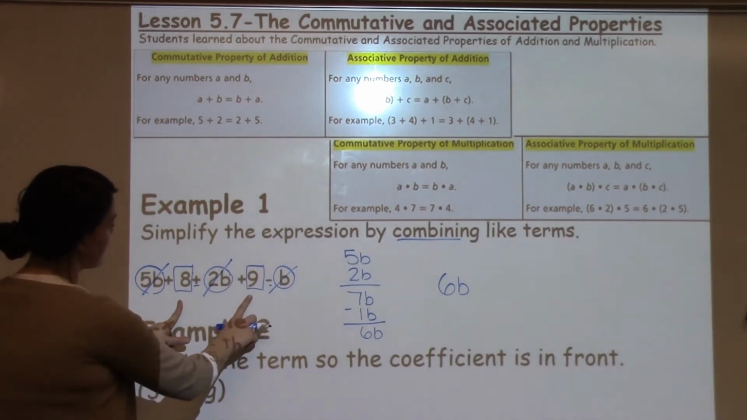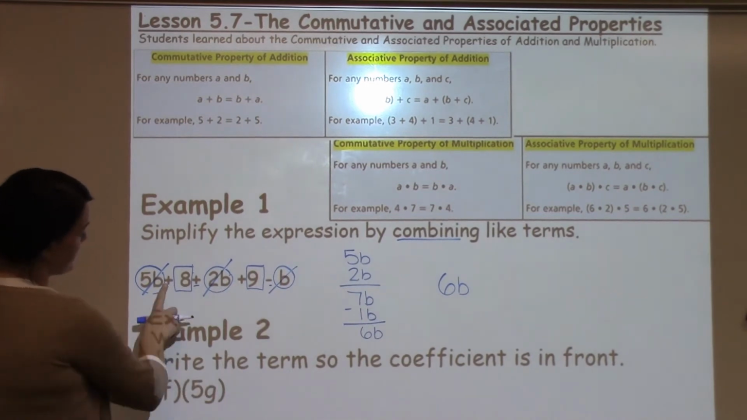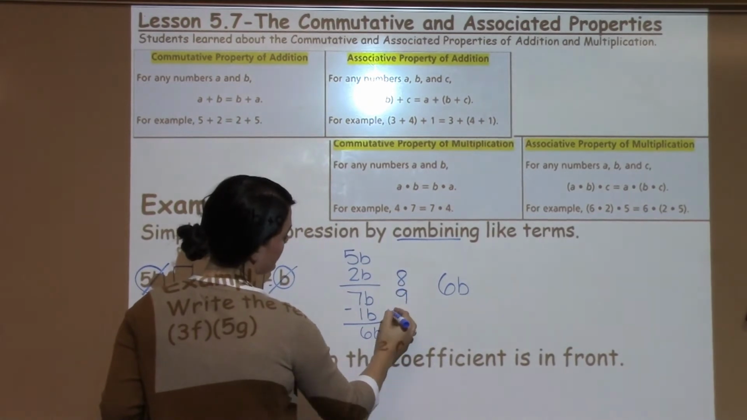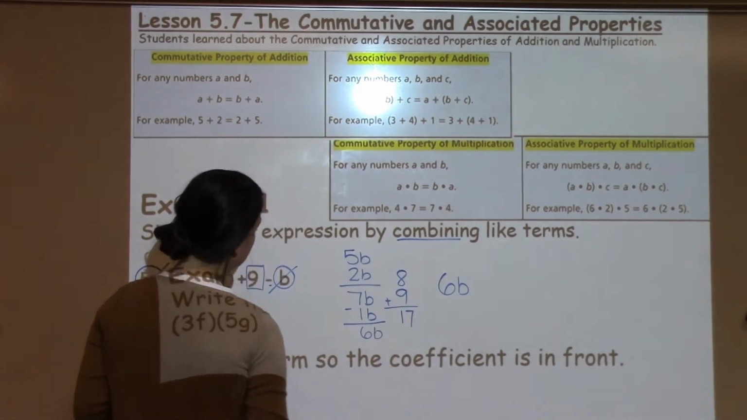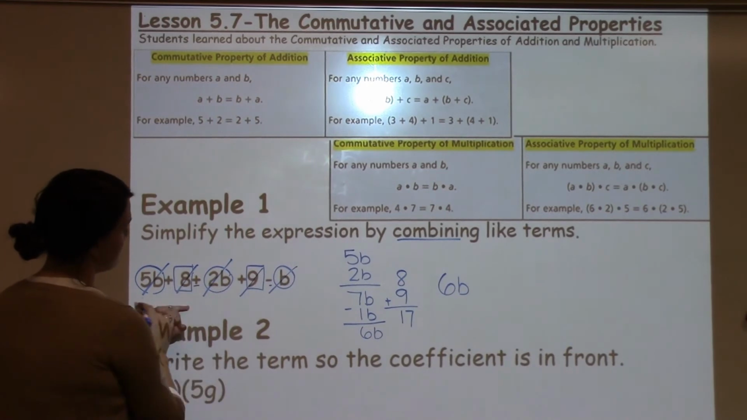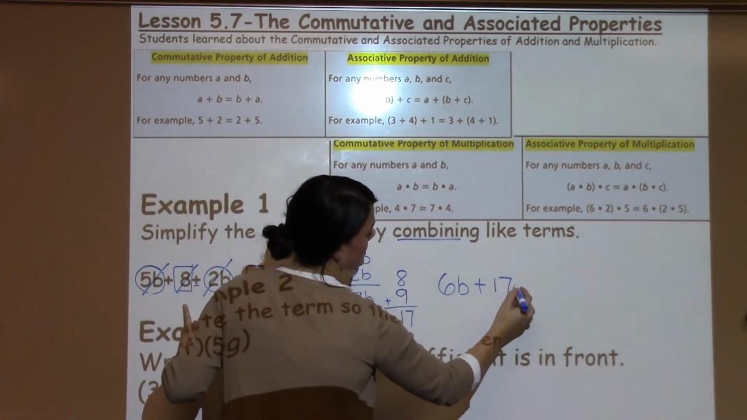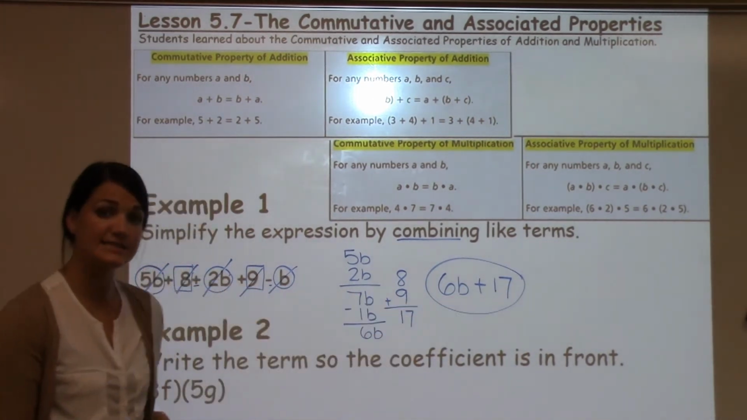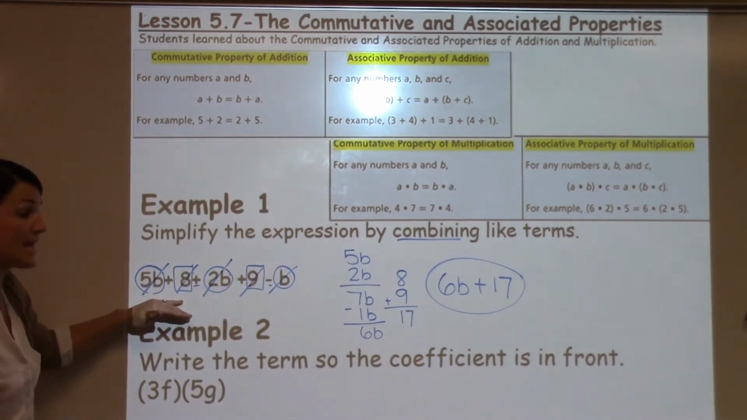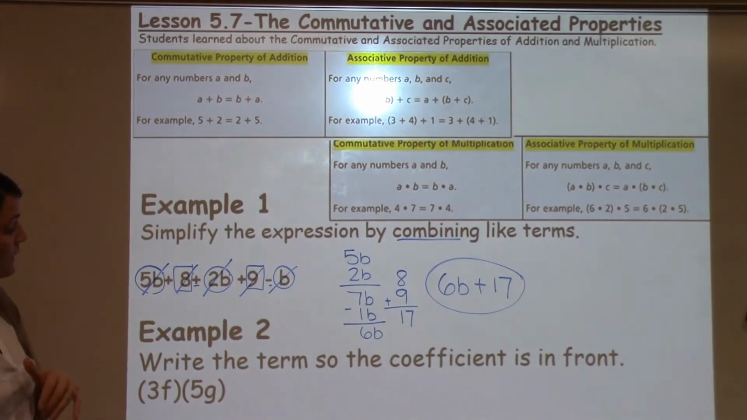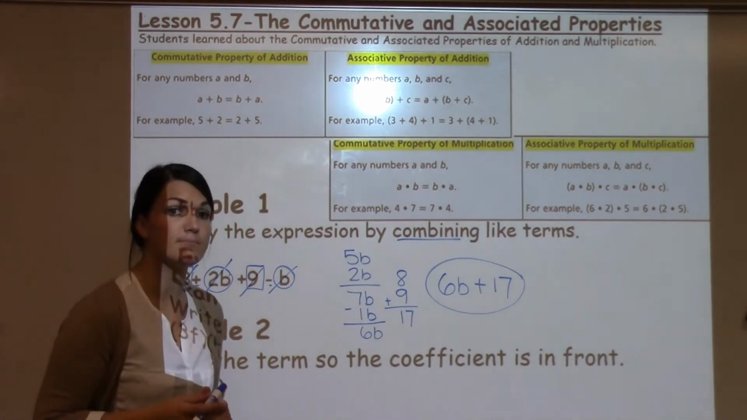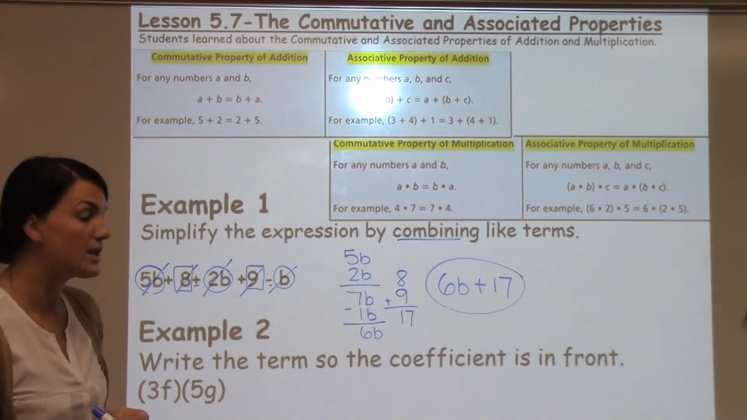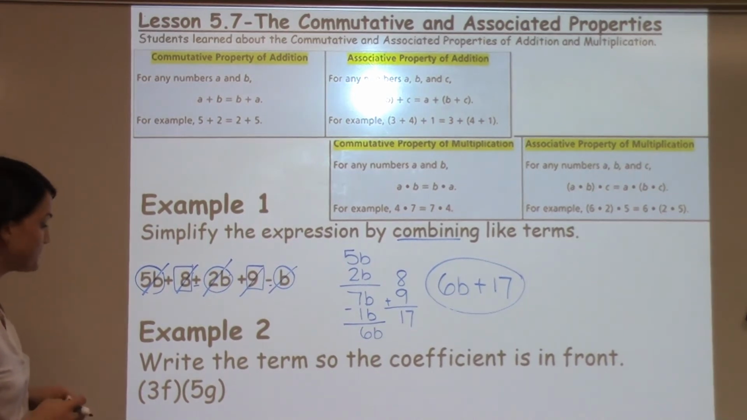Now let's move on to my other like terms. I have an 8 and a 9. They're both plus 8 and plus 9, so I know that I can just add 8 and 9 together to get 17, and then I've taken care of both of them. So once I've combined like terms, my expression is now 6b plus 17. It's the exact same thing. This is equivalent to 5b plus 8 plus 2b plus 9 minus b. But this is, of course, much easier to look at. It's more simplified, which is what we're looking for in this problem.